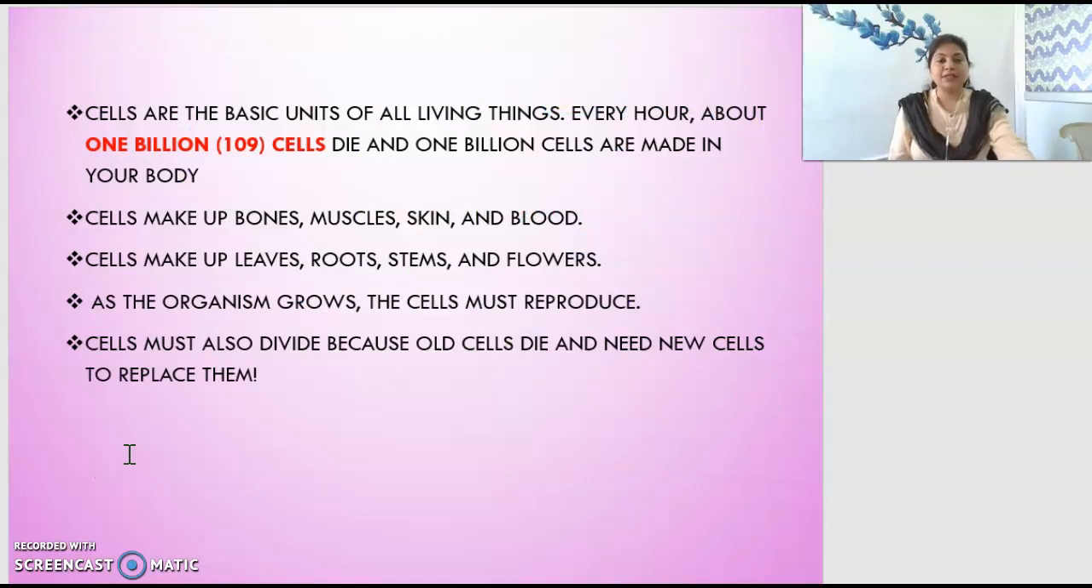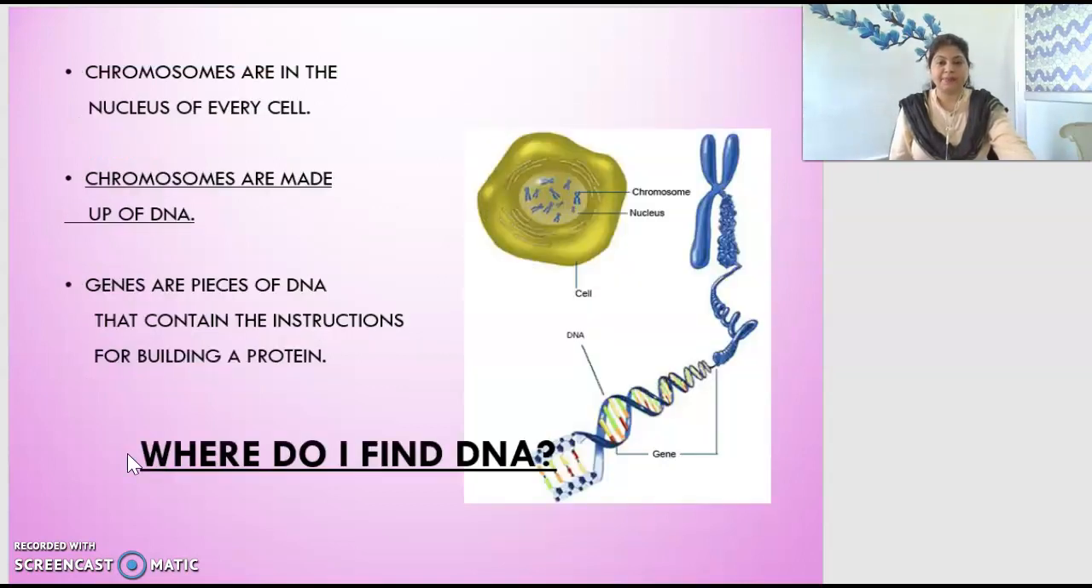Cells are the basic unit of all living organisms, and in every hour, about 1 billion cells die and 1 billion cells are made in our body continuously. In animals or humans, they make bones, muscles, skin, and blood, while in plants, they continuously make leaves, roots, stem, and flowers. As the organism grows, the cells must reproduce. Cells must also divide because old cells die and need new cells to replace them.